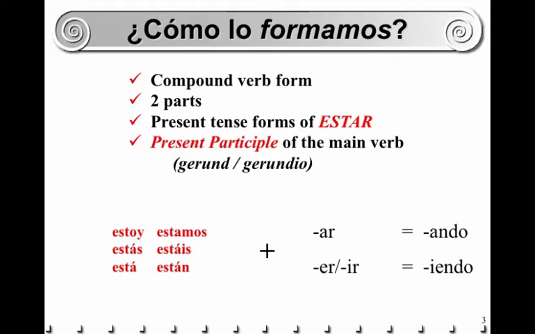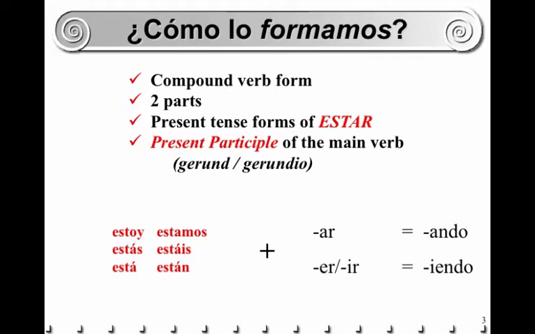Remember, the present progressive will be the equivalent of the expression "-ing" in English in present tense, such as I am jumping, I am riding, I am eating. So what do you need in Spanish? Well, you need the verb estar in the present tense, and here it is illustrated for you. Then you're going to need the present participle of the second verb that you're using.